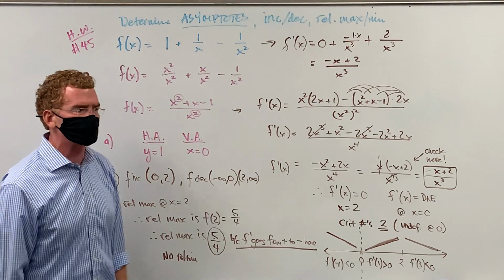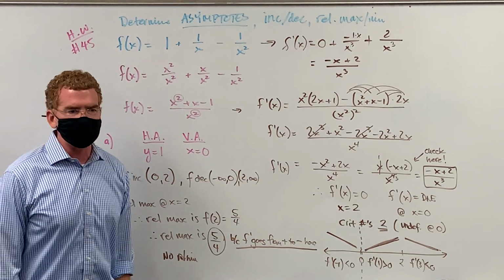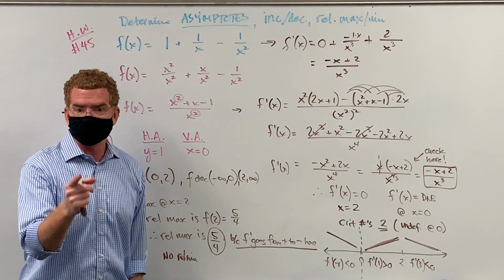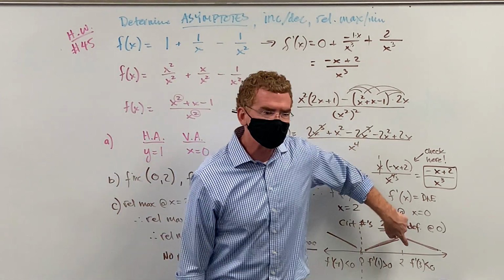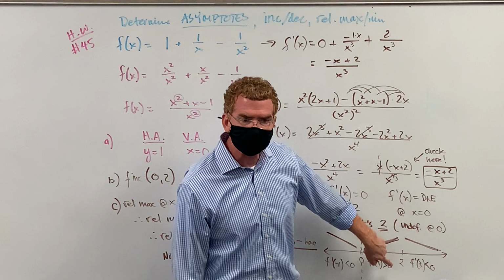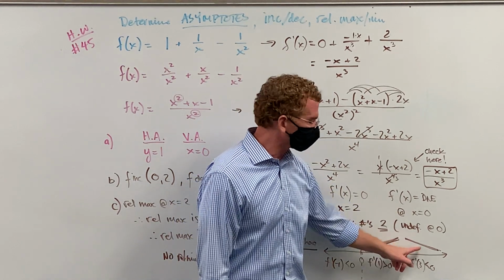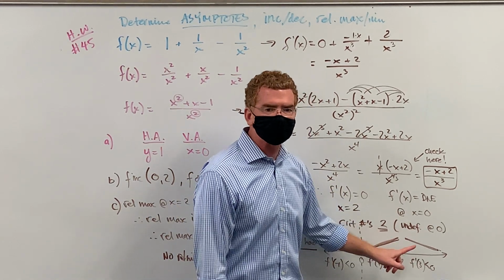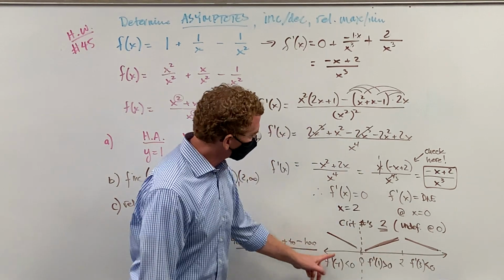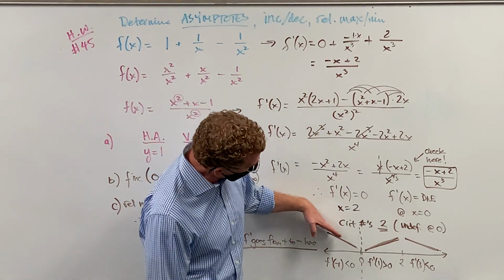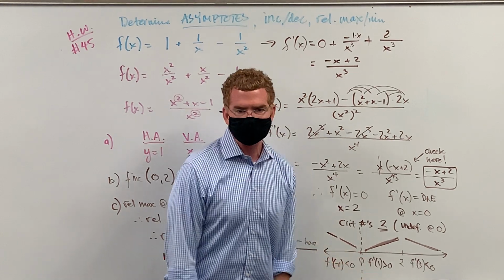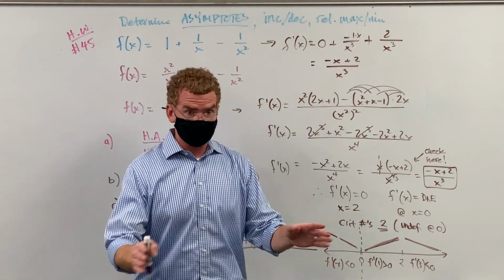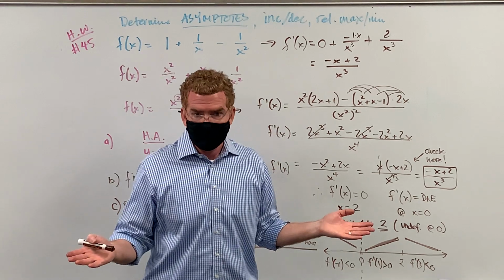AP is going to ask you questions like, what's the relative min? And because of the first derivative test, that she just quoted, the first derivative test says what? Because the derivative goes from plus to minus, there's a relative max there. Now if you look at this and go, but wait, the derivative goes from negative to positive. Why isn't there a relative min there? Doesn't exist. There's no point there, right?